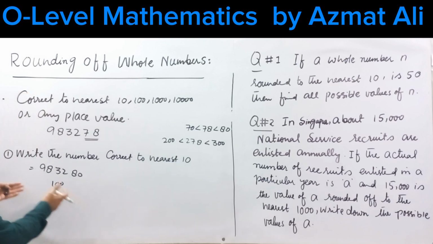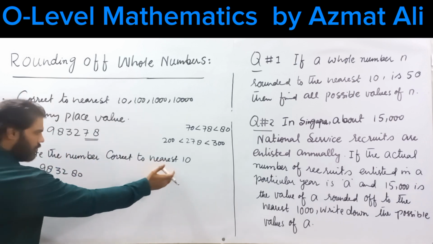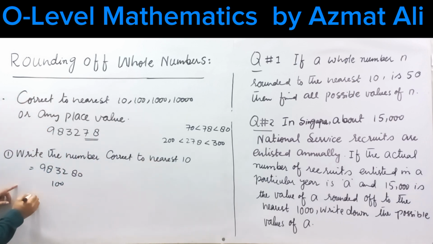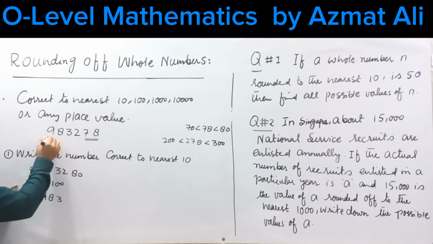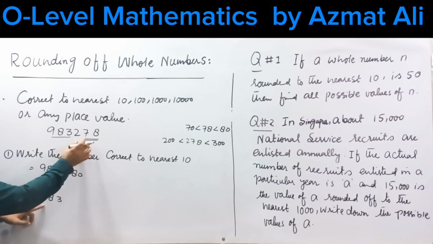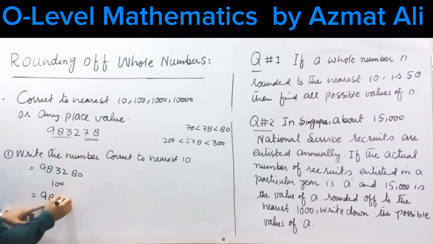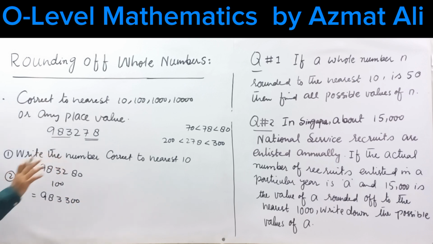So the answer when we have to write this number correct to the nearest 100 is: the first two digits 98, and now we change the last three digits of the number, 278, with 300. So this is the answer of the second part.